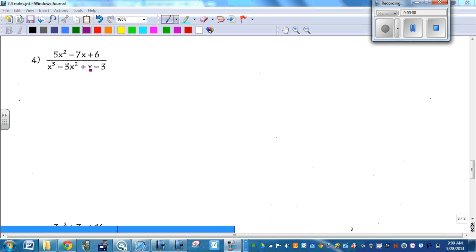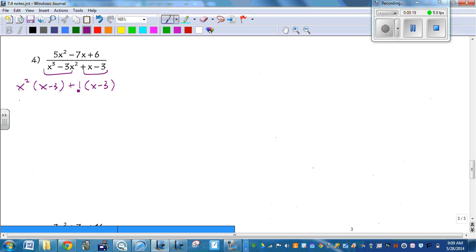For number 4, we're going to factor the denominator here. There's 4 terms, so we can use factoring by grouping. We're going to group the first 2 terms and the last 2 terms. We can take out an x squared from the first group, and we get x minus 3. The second grouping, we really can't factor anything out other than 1, but I'm going to put that out there just to show this.